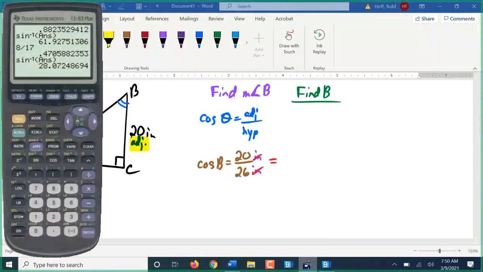Now, rather than dividing out the 20 divided by 26 to get the cosine, and then doing the inverse cosine, I can do that all together here. I can do second cosine, and then do 20 divided by 26, making sure I close the parentheses so the calculator knows that the whole value is 20 divided by 26, not the inverse cosine of 20 and then divided by 26. And we just hit enter. We get 39.72 degrees.